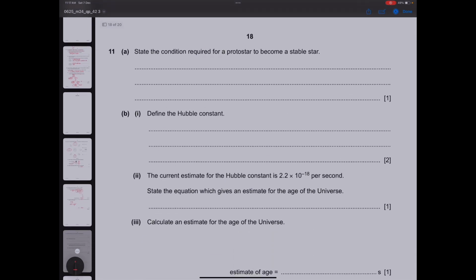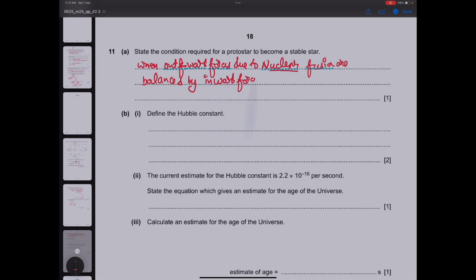Now, this is a space physics question again. State the condition required for a protostar to become a stable star. You know that a stable star is when net force is 0. So you can just mention that when outward forces due to nuclear explosion, not nuclear explosion, nuclear fusion, are balanced by... I just watched Oppenheimer recently, so that is when nuclear explosion came out. But it is nuclear fusion are balanced by inward forces due to gravity.